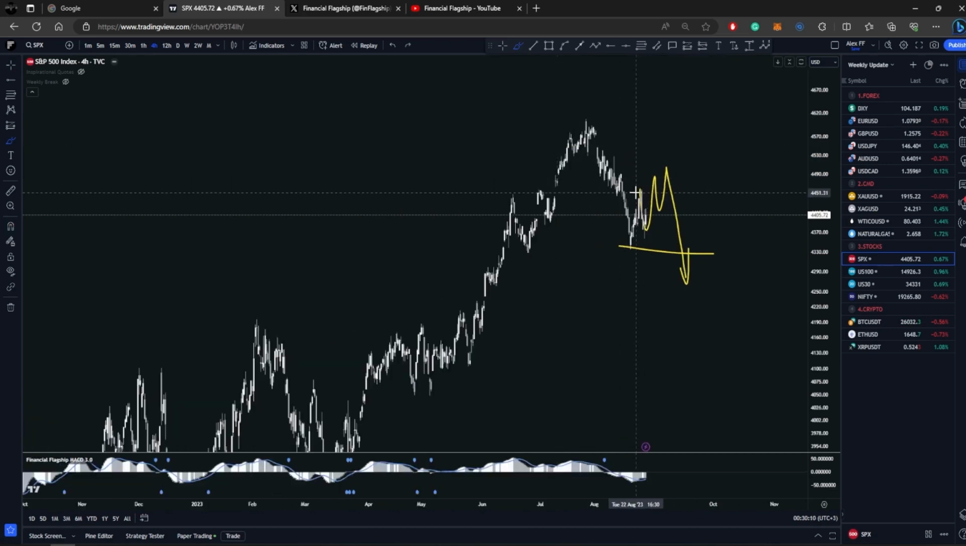So for me, the next move here from an analysis point of view is a move towards the downside, take out this low, and then I'm going to be looking for a buy setup if it's the case. If not, let it drop, break the low. This is my forecast for the coming week, and then we'll update you in the following week.